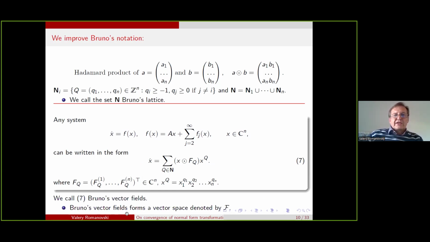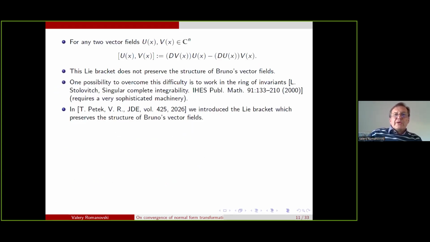So we call such vector fields Bruno vector fields, and these vector fields clearly form a vector space. They form a vector space in the sense that you can sum up such vector fields, and you can multiply them by a scalar function.